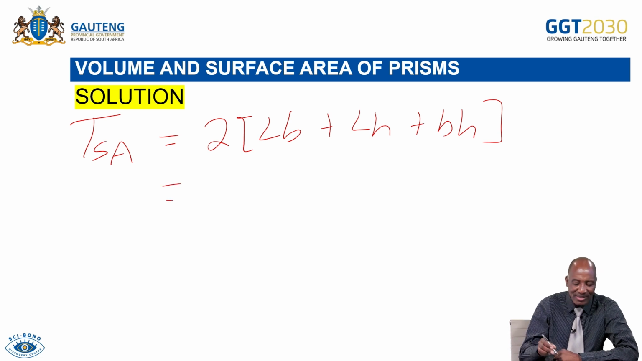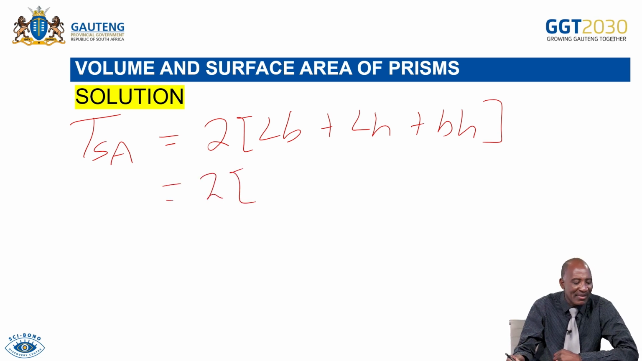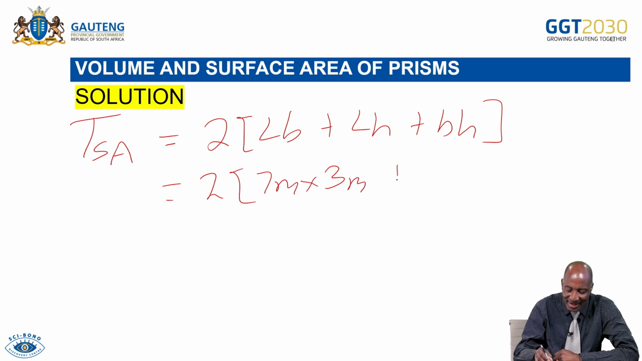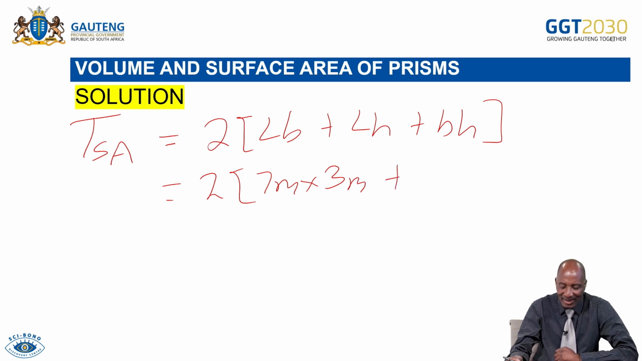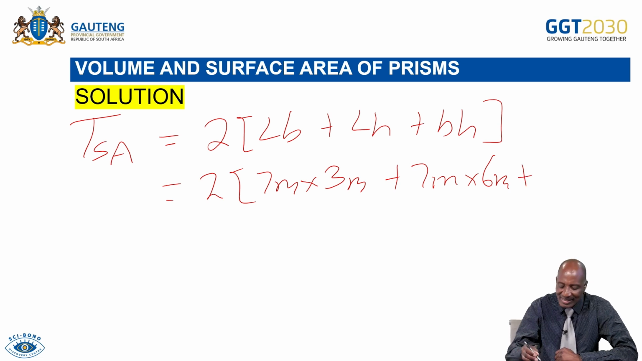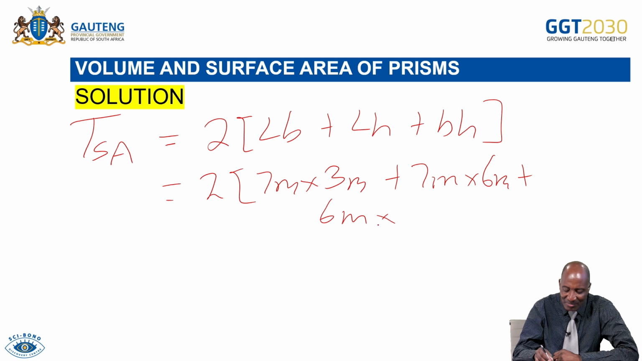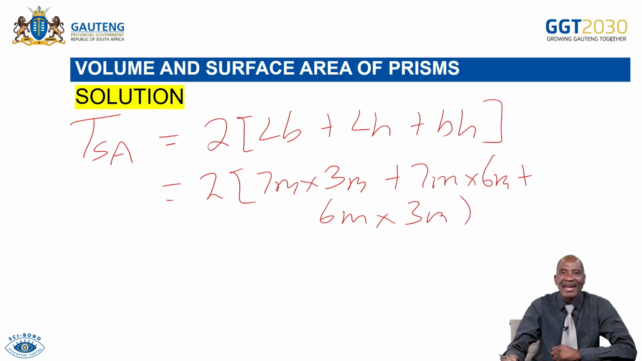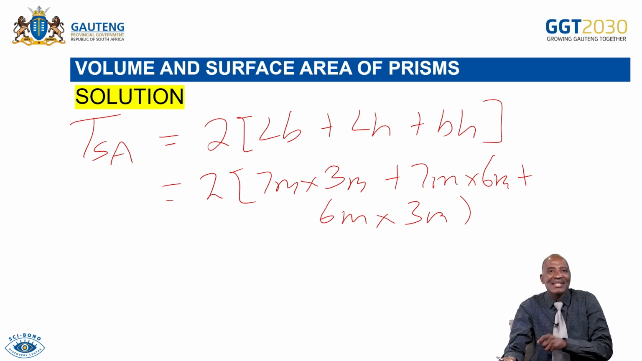Then from there you substitute twice, you multiply what is your length, 7 meters, multiplied by your breadth, we say it is 3 meters, then added to our length again, 7 meters, multiplied by the height, that's H now, which is 6 meters, added to the last one, which is your height, 6 meters, multiplied by the breadth, 3 meters. There are our 3 pairs, but we are doubling each area. Each rectangle will appear twice.